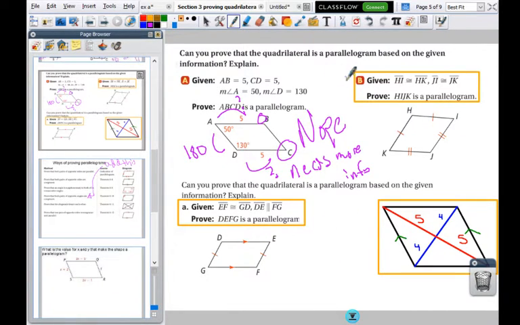Anyways, let's have you guys start part B right here. Part B on your own. Prove that it's a parallelogram if possible. If not, write not possible, or needs more info or something. I think it's no. Can I just say no?